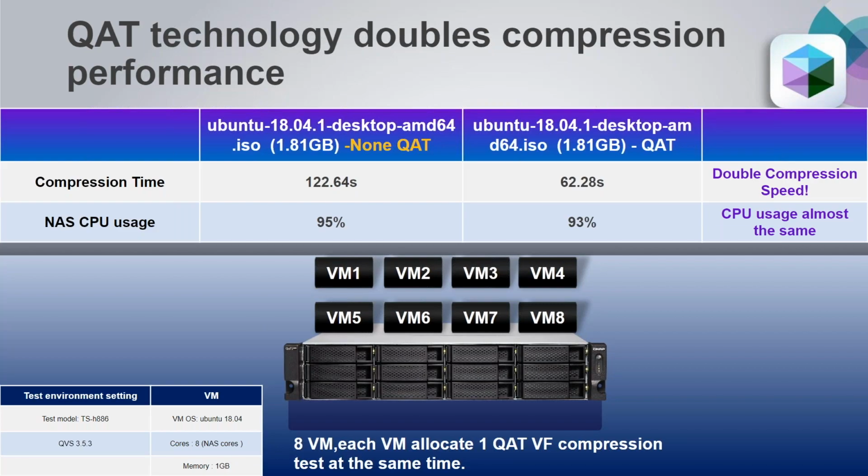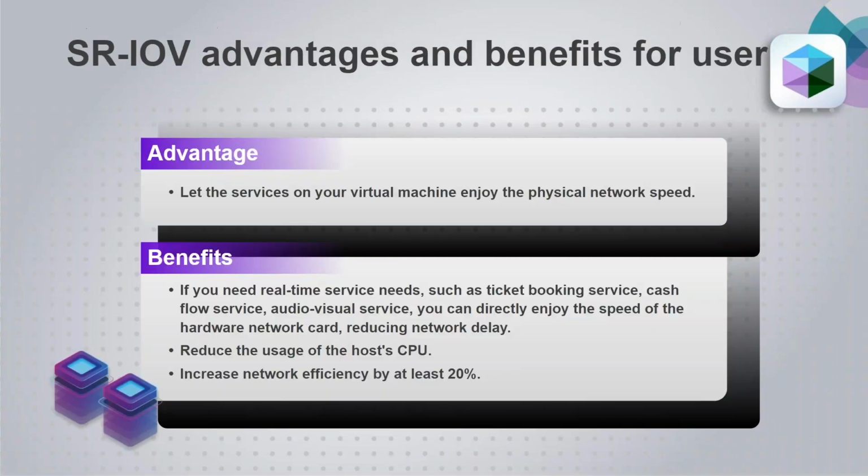Also, another technology that was introduced was QAT, which is Intel's QuickAssist Technology, which improves compression performance of the VM. As you can see, it can achieve double the compression speed when using the QAT technology with almost the same CPU usage. So you get double the compression speeds without increased CPU usage. So that's another great feature.